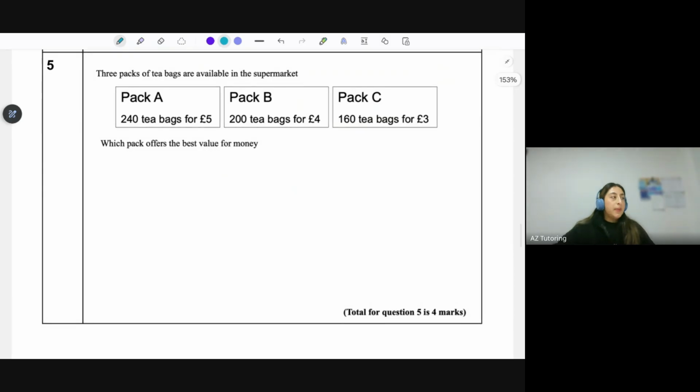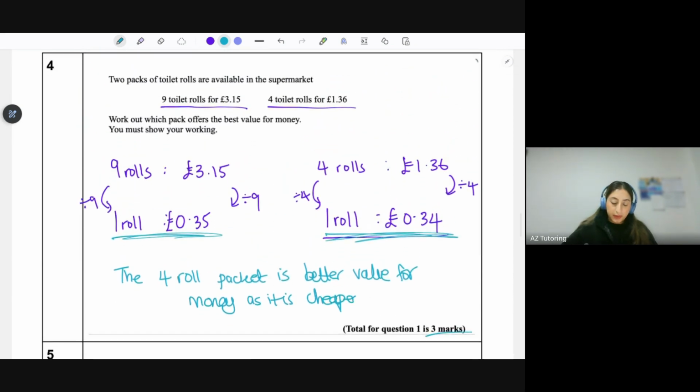3 packs of tea bags are available in the supermarket. Work out which packet offers the better value for money. So which one is going to be more feasible to get, which is cheaper. For the previous one, the 4-roll pack was better because for 1 roll I was only paying 34p, whereas for the other it was 35p. So you can see the comparison there, if you divide it to get the same amount.